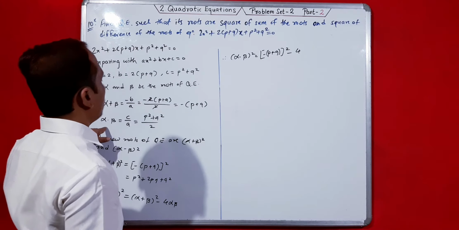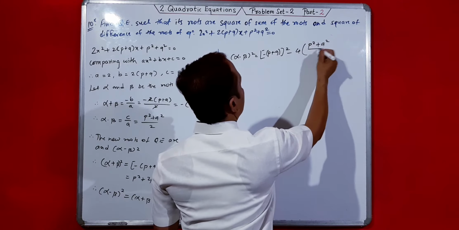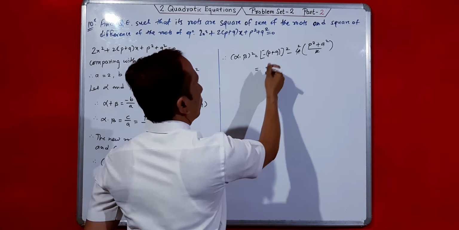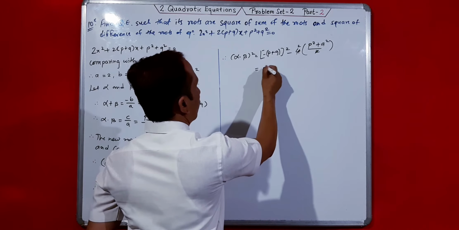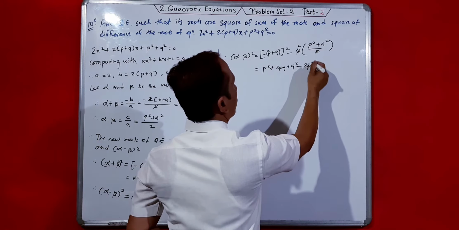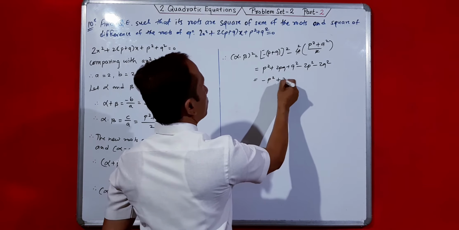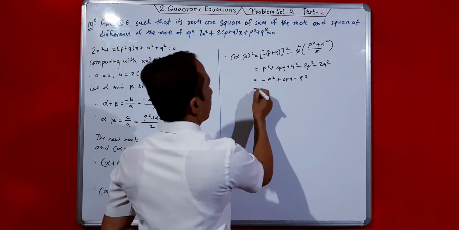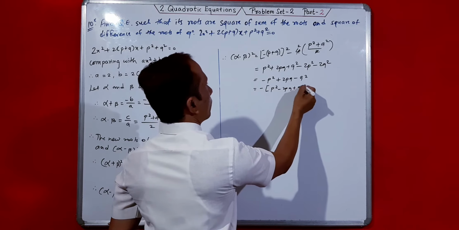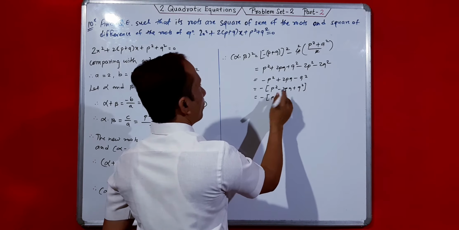Where is this alpha into beta? This is p square plus q square upon 2. This 2 gets cancelled, so you'll get this. Therefore, this is the same p square plus 2pq plus q square, minus 2p square and minus 2q square. Solve this. You'll get minus p square plus 2pq minus q square. If I take minus out of the bracket, p square minus 2pq plus q square, and this is nothing but minus (p minus q) whole square.